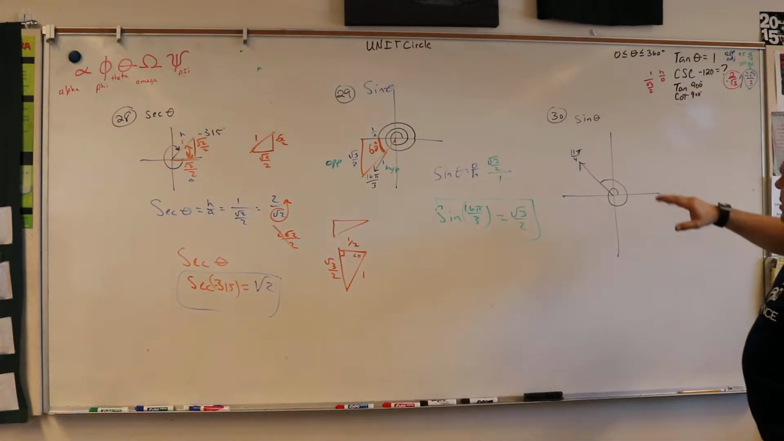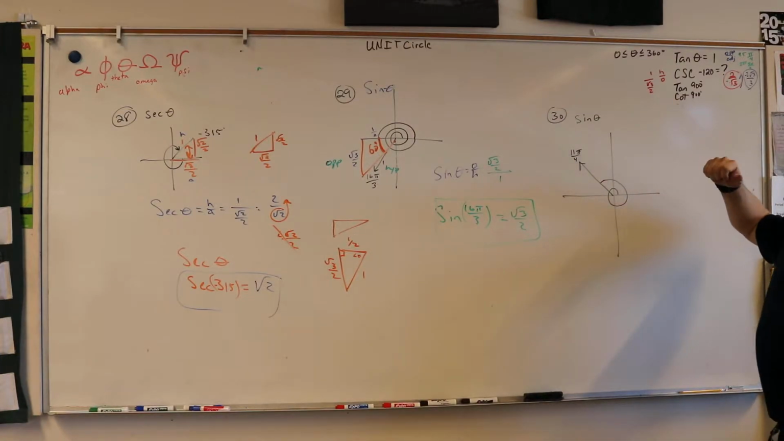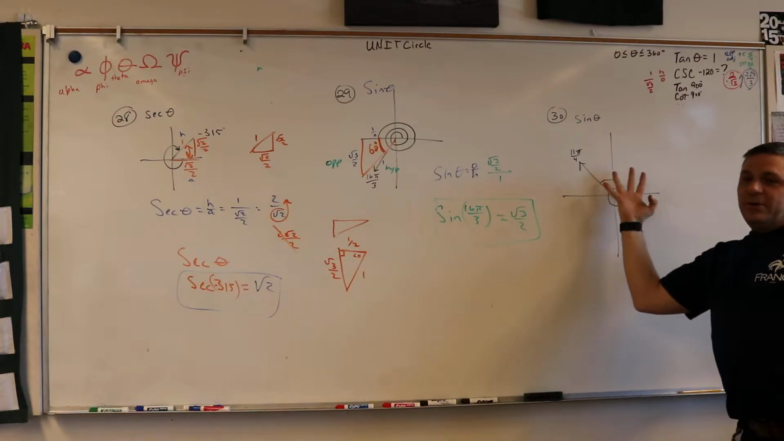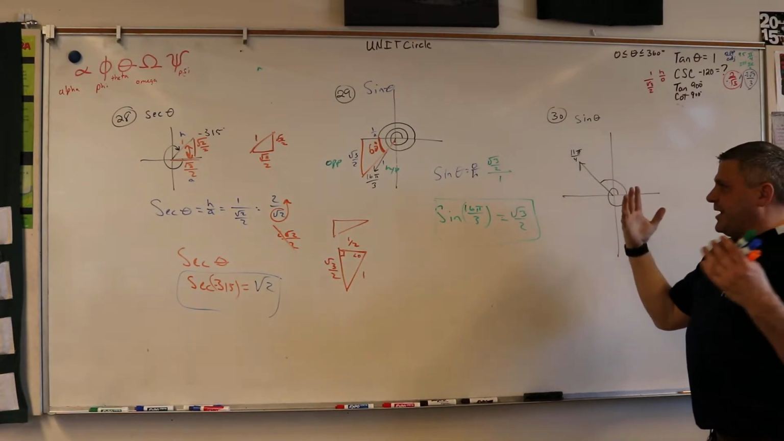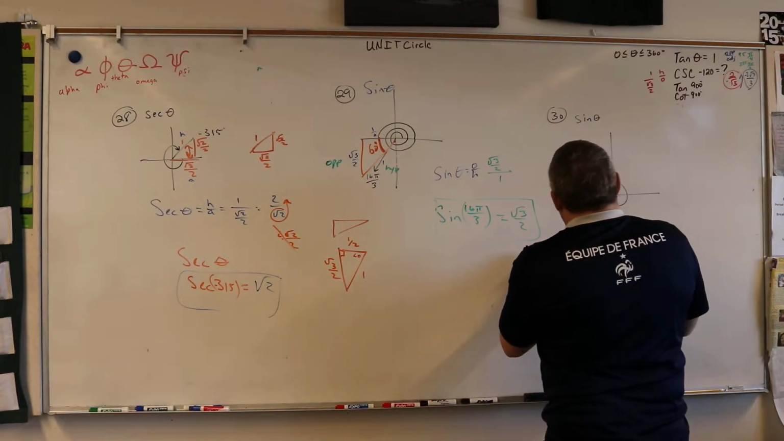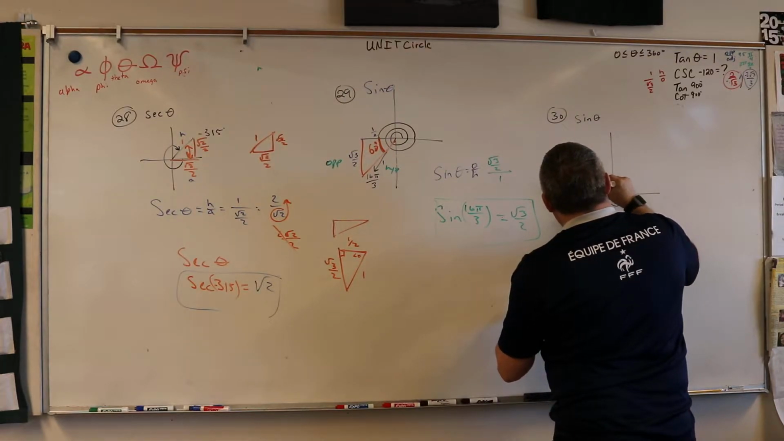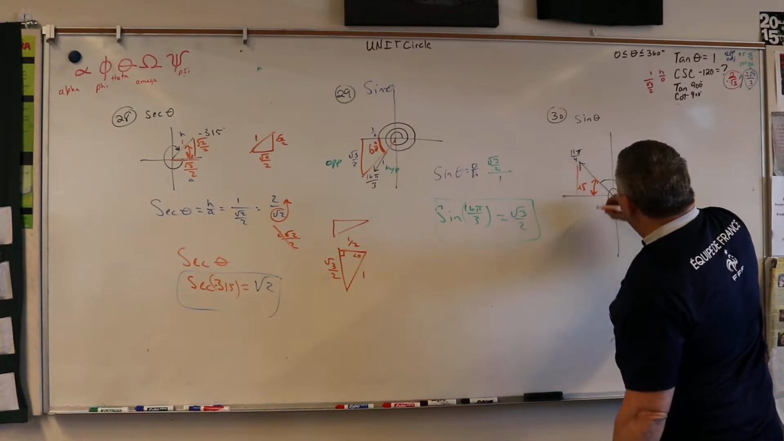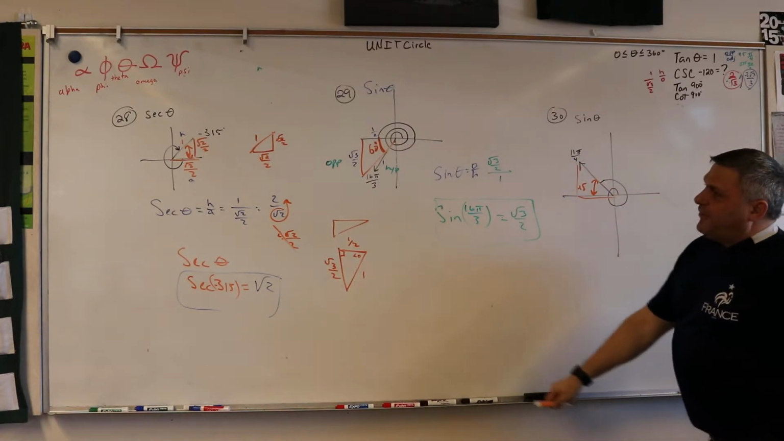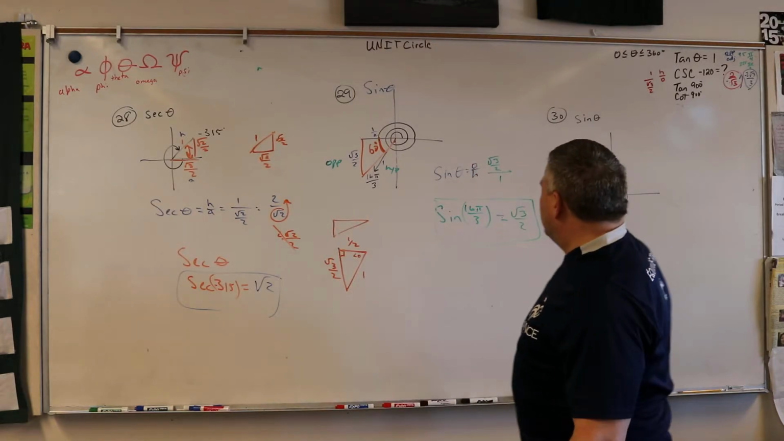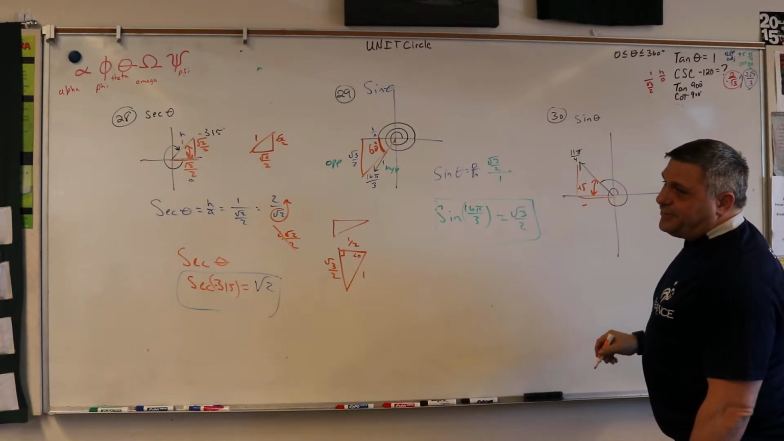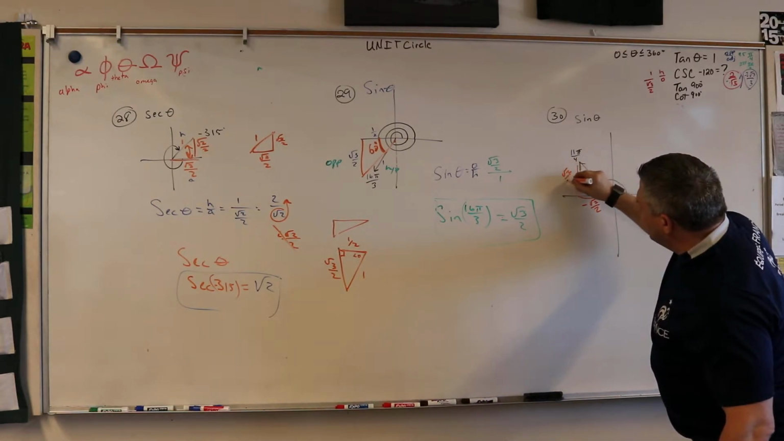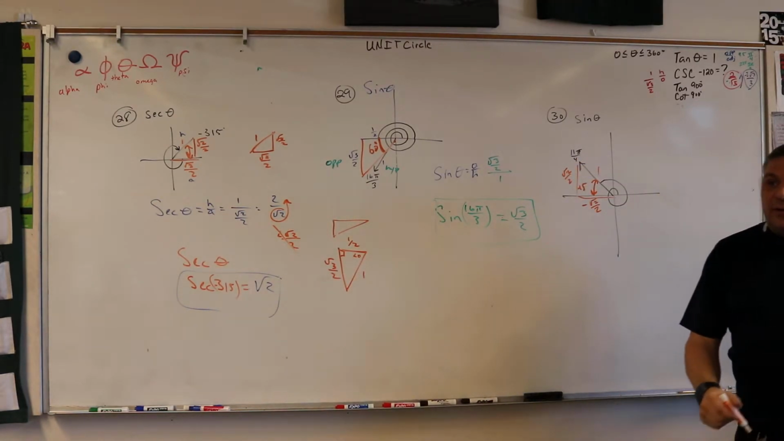Alright, so this one is in 4 pieces. If it's in 4 pieces, what do I know that it is? 45. So I'm dealing with the 45-45, so it's this same one. So I know that this is negative square root 2 over 2. This is positive square root 2 over 2. And this is still 1.